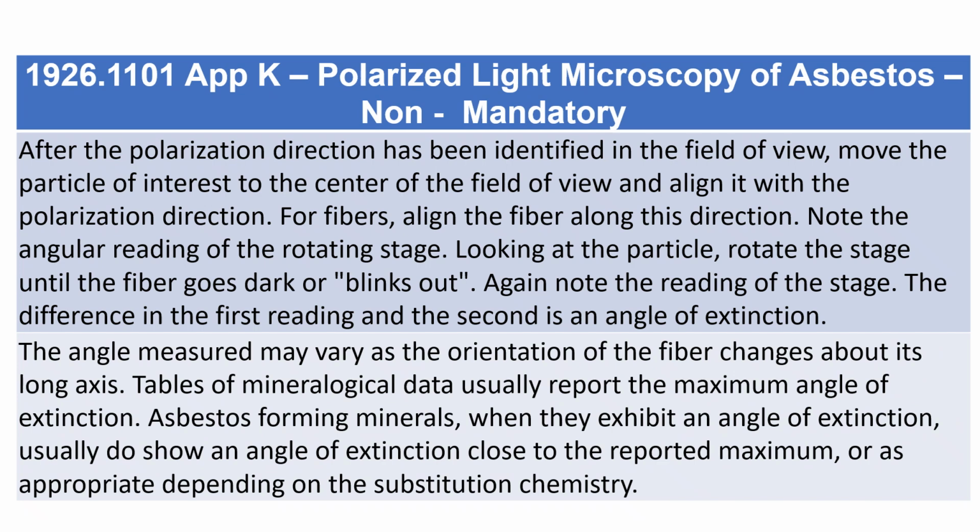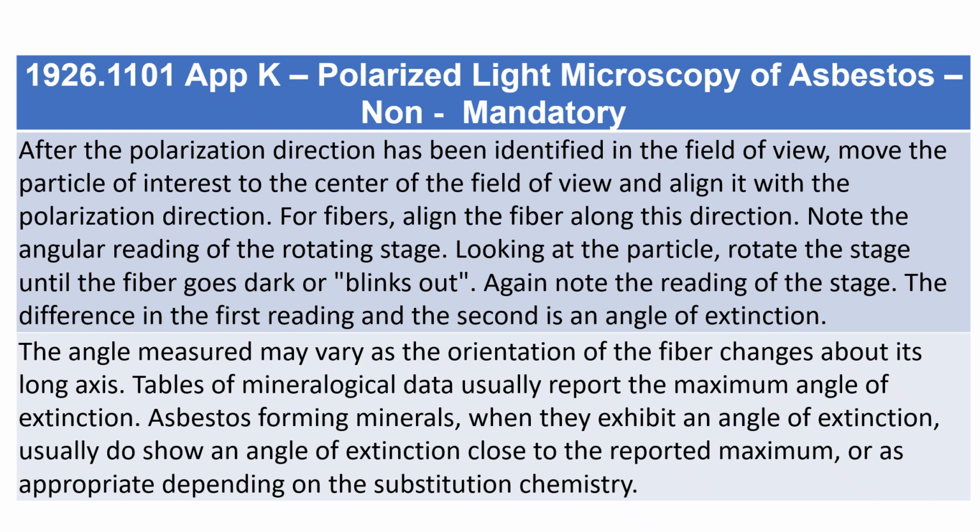After the polarization direction has been identified in the field of view, move the particle of interest to the center of the field of view and align it with the polarization direction. For fibers, align the fiber along this direction. Note the angular reading of the rotating stage. Looking at the particle, rotate the stage until the fiber goes dark or blinks out. Again, note the reading of the stage. The difference in the first reading and the second is the angle of extinction.